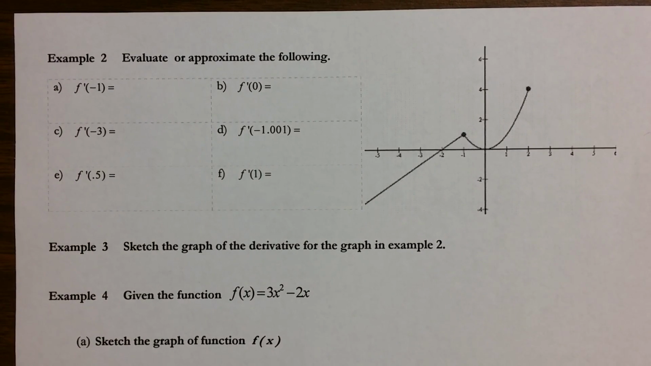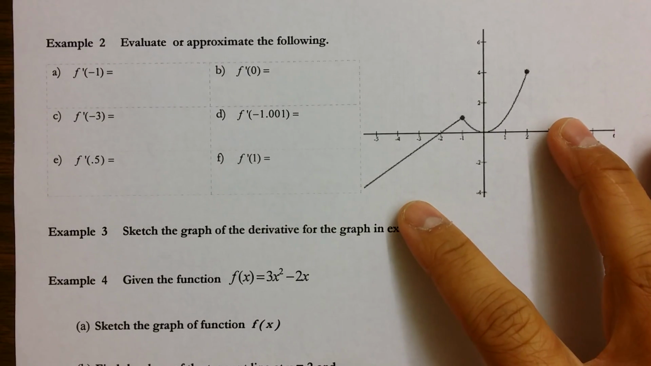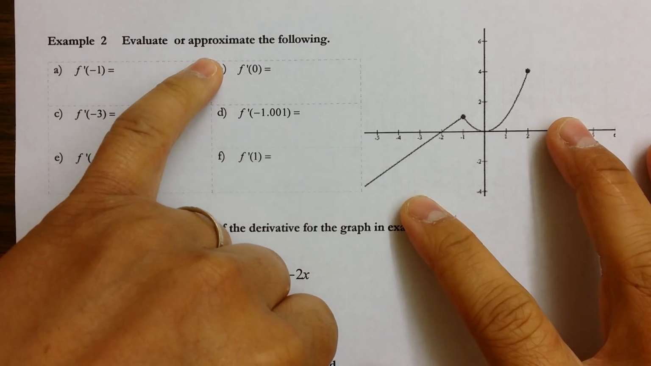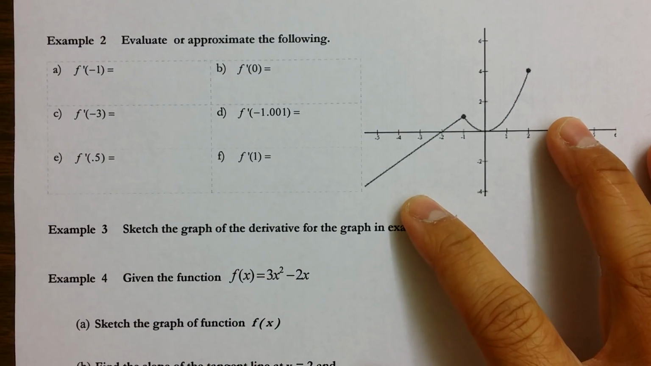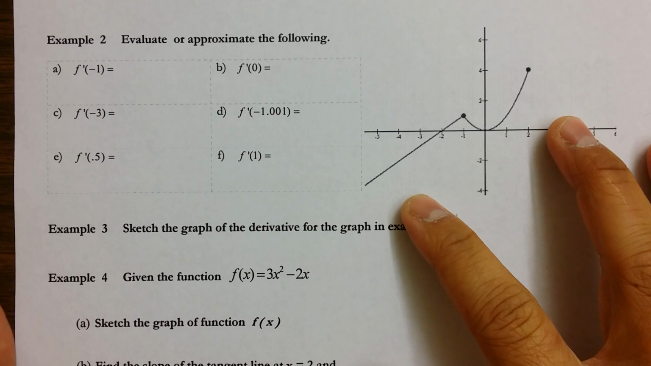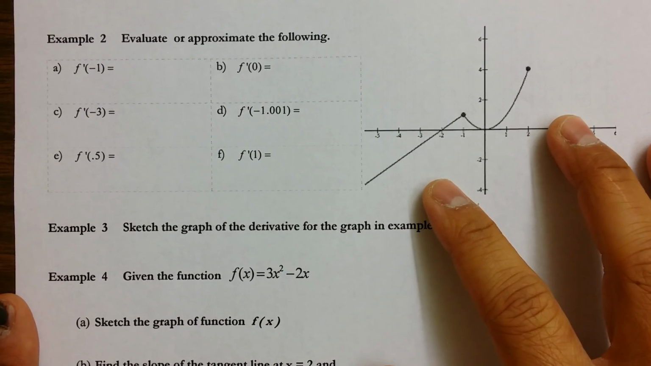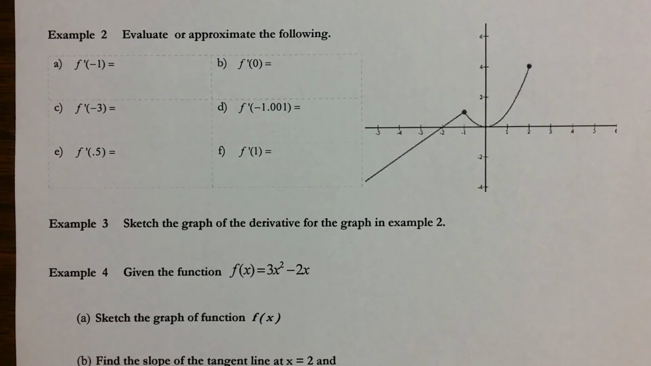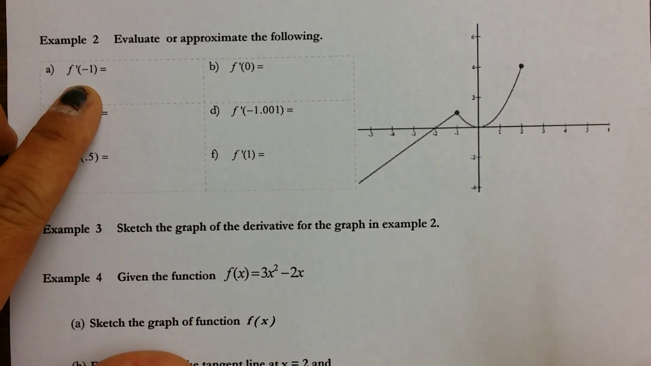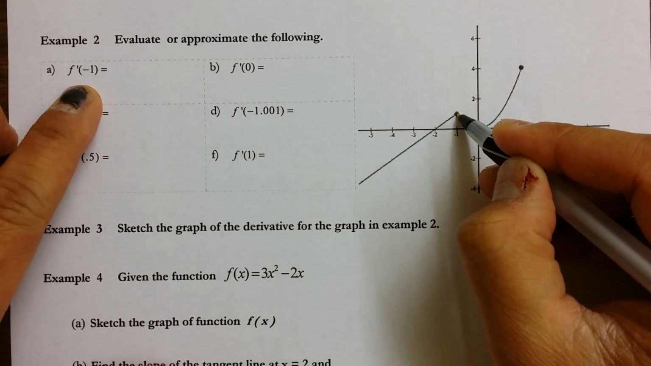Alright, we move on to the second part of our lesson. This is asking us to look at the graph and approximate, or evaluate if we can, the following. Sorry about the bell. Most of the time we will be able to approximate it, and we'll just try to make our best guess of what the derivative is.